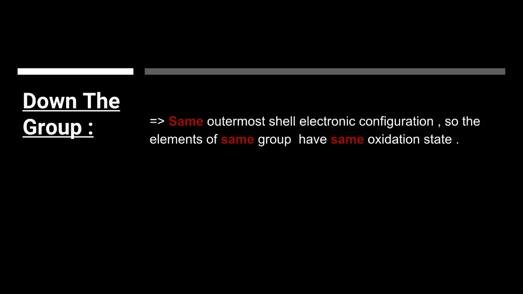Now you can see that down the group, the trend is that due to the same outermost shell electronic configuration, the elements of the same group have the same oxidation state. Because all the elements are in the same group, they have the same oxidation state. So there is no general trend of oxidation state in a group.